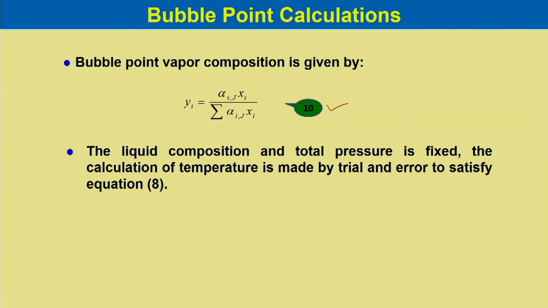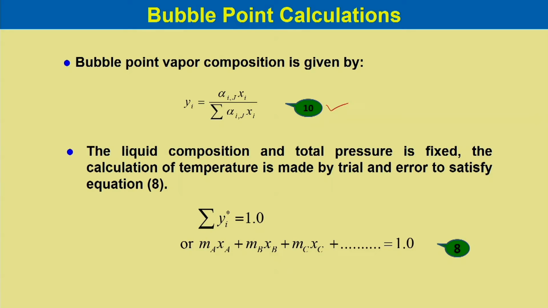The liquid composition and total pressure are fixed. The calculation of temperature is made by trial and error to satisfy equation 8. So, trial and error method has to be followed to satisfy this equation.